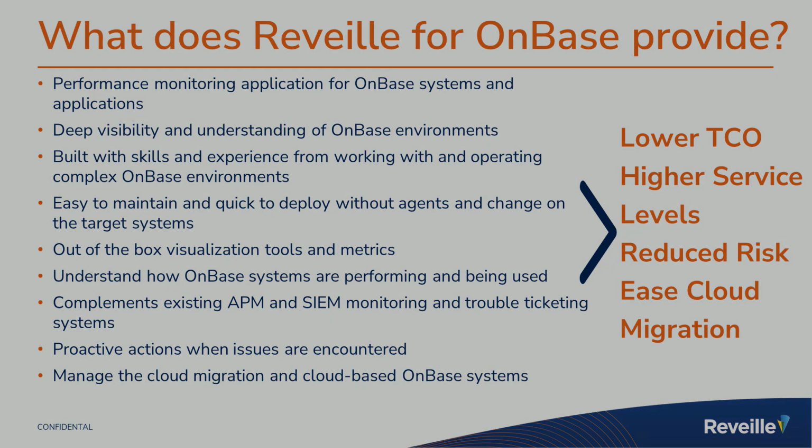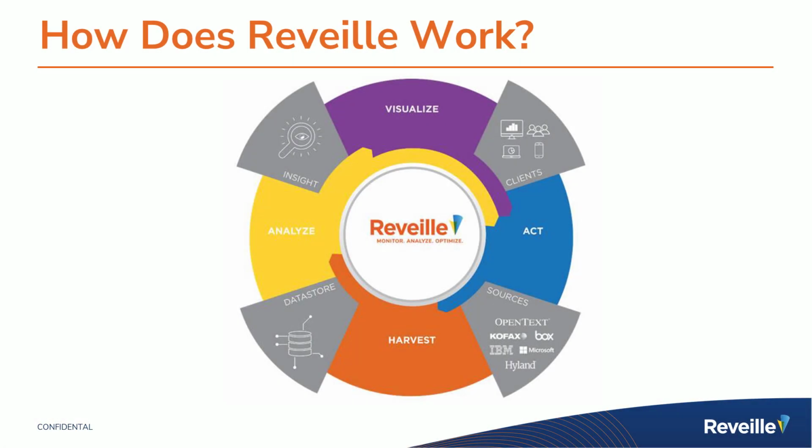So how does Reveille work? If we look to the bottom right corner of this wheel, we can see there are multiple sources that Reveille can gather information from. Content management systems, aka ECM, from vendors such as Hyland, OpenText, Kofax, Box, IBM, Microsoft, etc. Reveille manages and monitors these systems by collecting information from them, checking how the systems are performing and being used. This also includes gathering information about end-user transaction performance, activity, and user behavior. Reveille ensures that everything is running in the way the organization would expect.